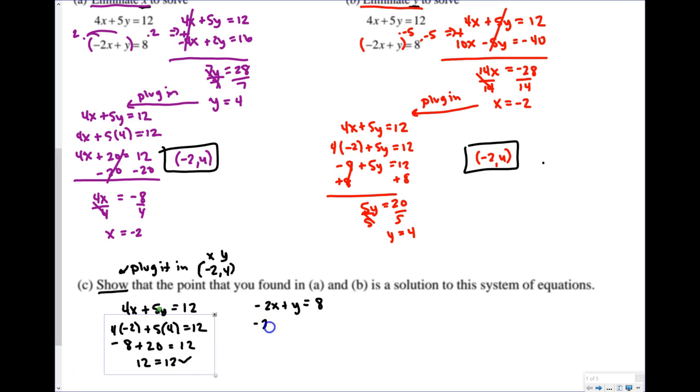Second equation, replace the x with the -2 and the y with the 4, and simplify. -2 times -2 is 4, and 4 plus 4 is 8, so I've solved this problem correctly and checked my work to make sure. This is the elimination method. Multiplying an equation by something so the coefficients are opposites, they cancel out when you add them together, and then you get a simple equation you can solve, and then plugging it in to find the other variable you originally eliminated. Okay? Let's do some more practice with this in exercise 2.